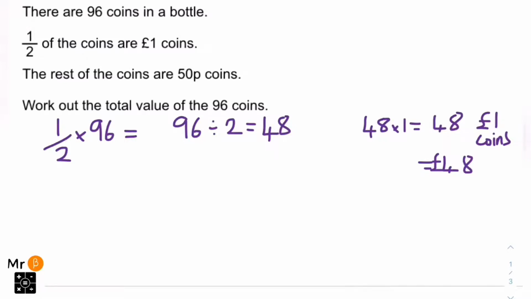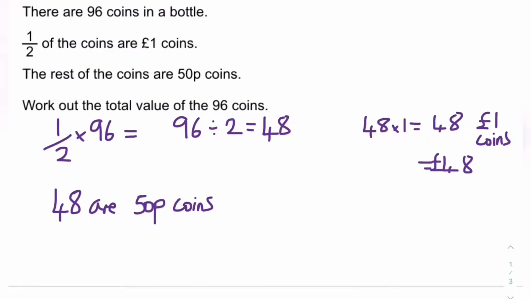The rest are 50p coins. So now we know that 48 are 50p coins. There's a couple of ways of going about this. You could do 48 times by 50 to work out the total amount, or recognise that 2 50p coins is the same as £1. So for every 2 50p coins we have, that is equal to £1.